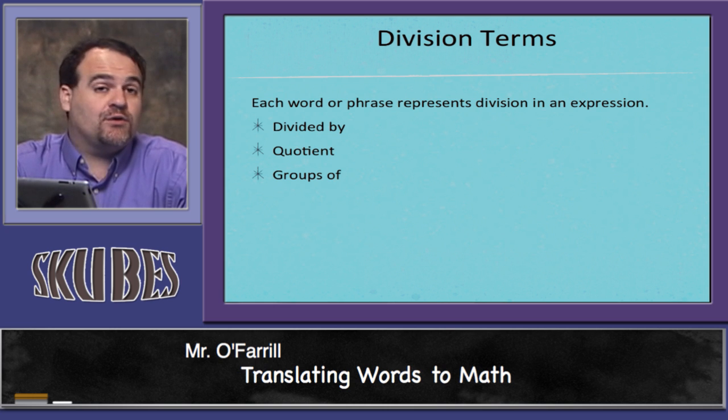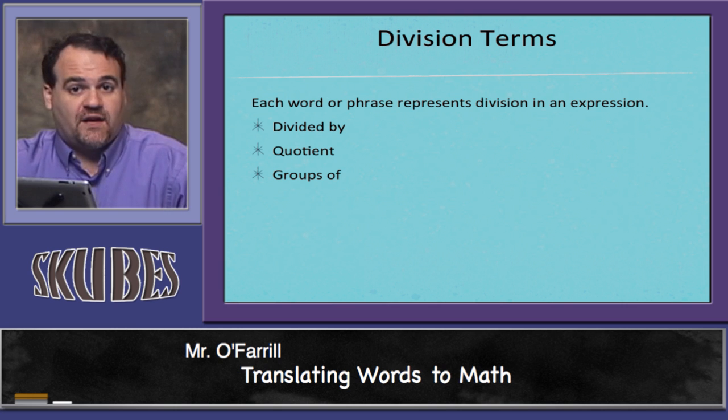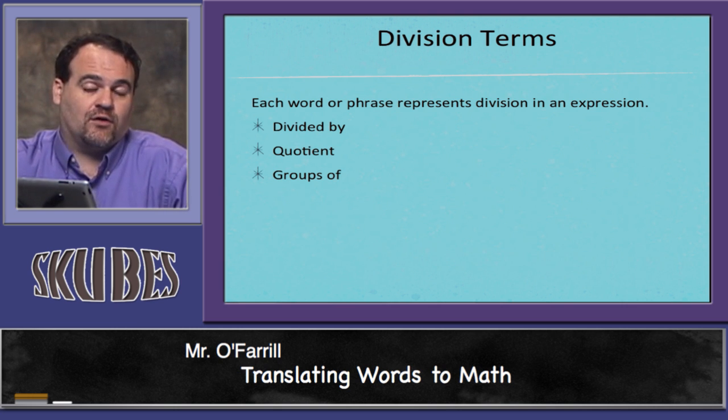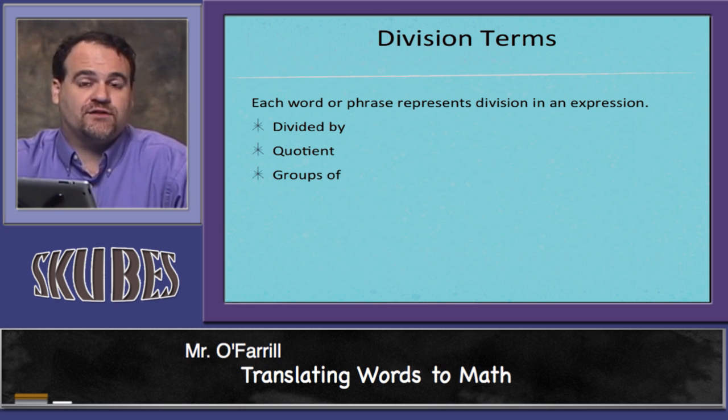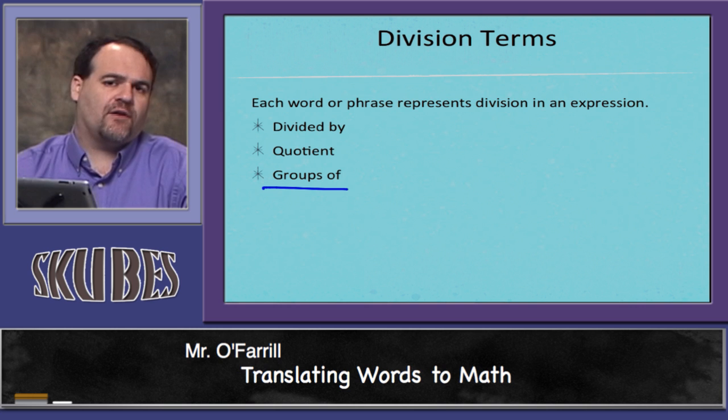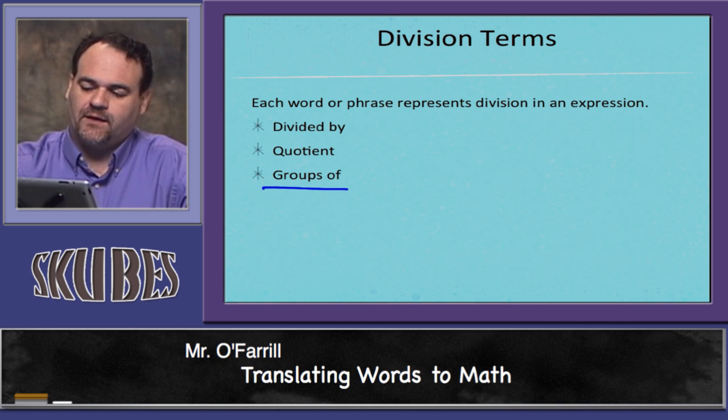And then the last operation, of course, is divided by, quotient, which as you know is the answer to a division problem, and then groups of, because remember, division, we're looking at a way to group our set of numbers in equal pieces. So if I was looking for groups of 4 out of 12 things, well, 12 divided by 4 is 3. We could make 3 groups of 4. So those are some of the important phrases that you're going to need to be familiar with.